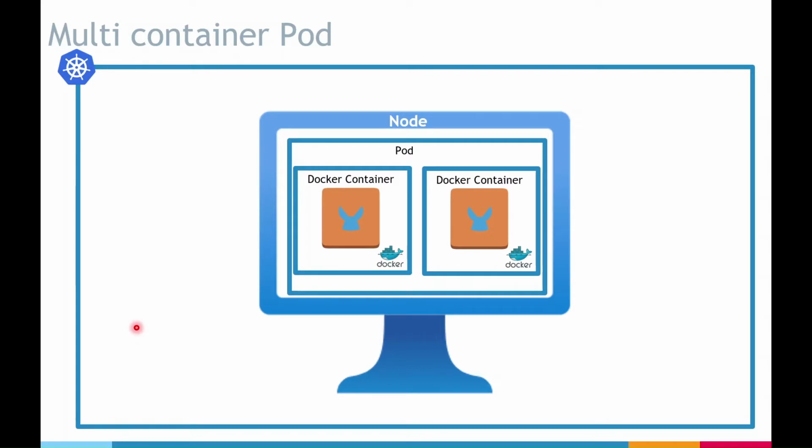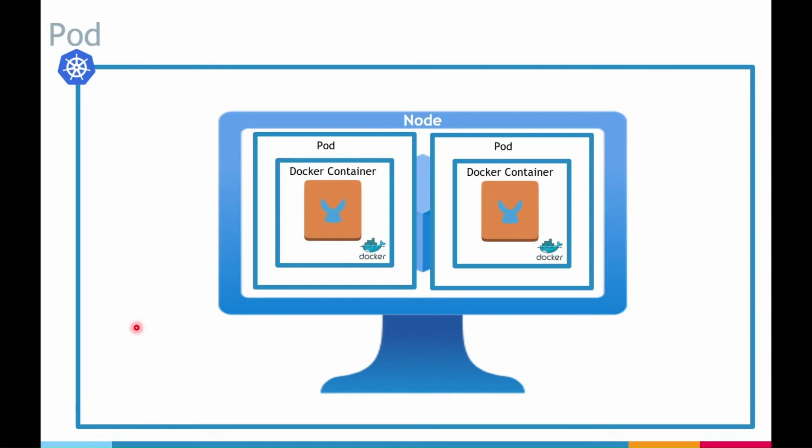So in such scenarios you can have multiple containers in a single pod, but usually for normal applications, they will go by one container per pod. Now, the other way around is also possible. A node can have multiple pods as well. The way a pod can have multiple containers, a node may also have multiple pods.